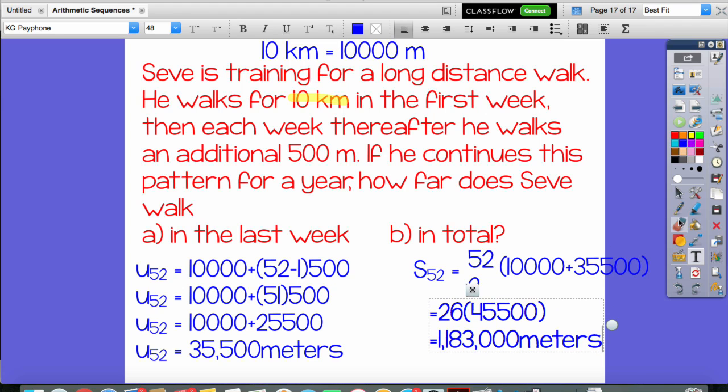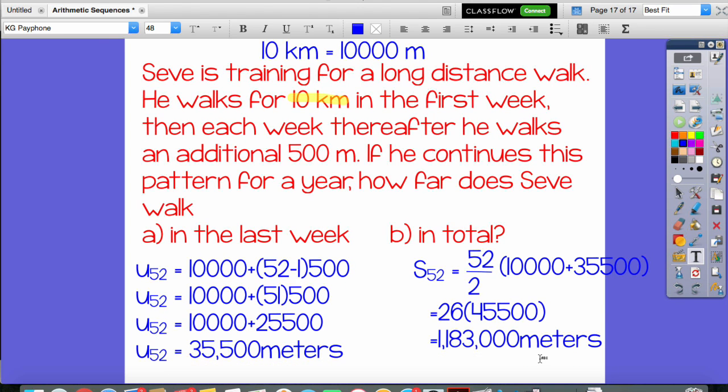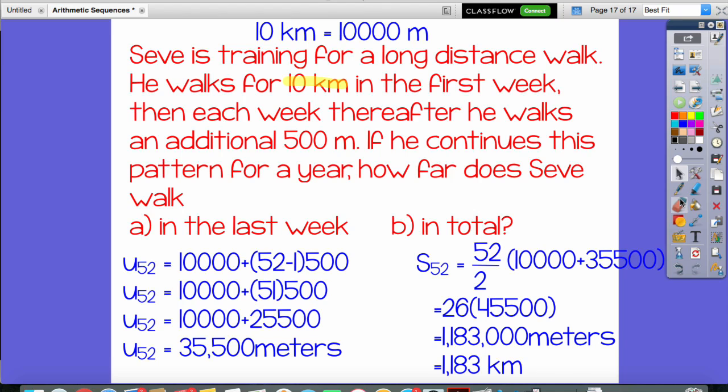And hopefully you find out that he walks basically 1,000,000 meters. That's a long distance that he's walking. Let's convert that back to kilometers. Remember, you have to move the decimal over. So then it's going to be 1,183 kilometers that he walks in a year. Okay?